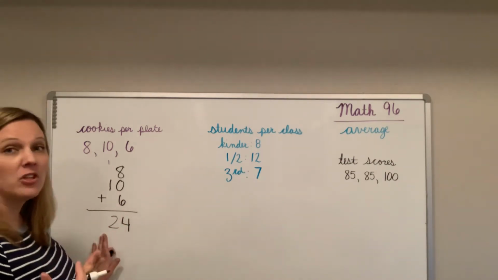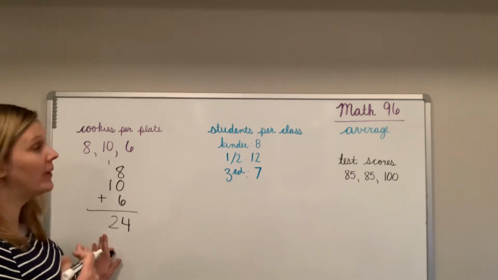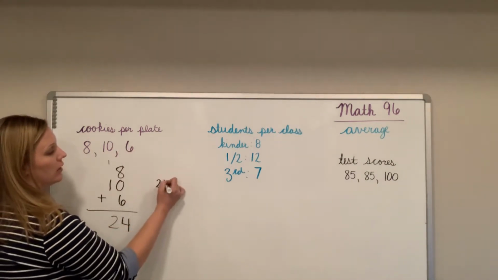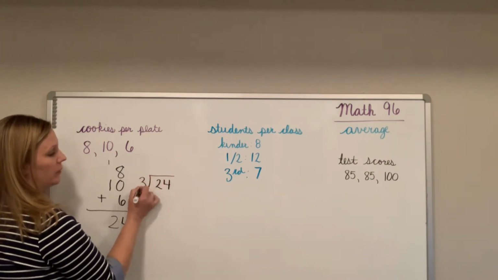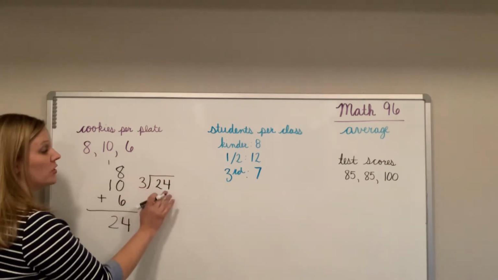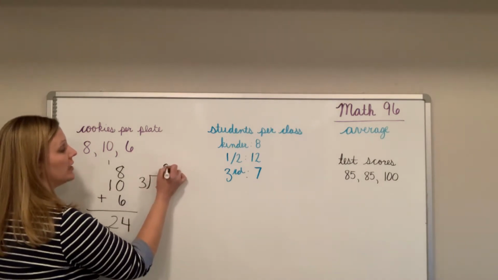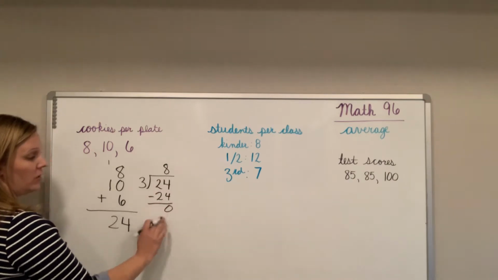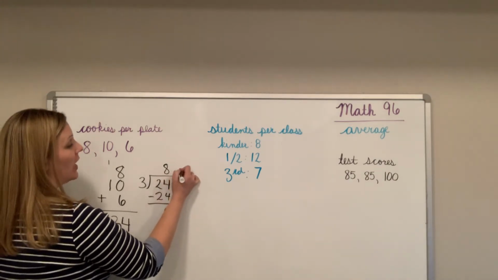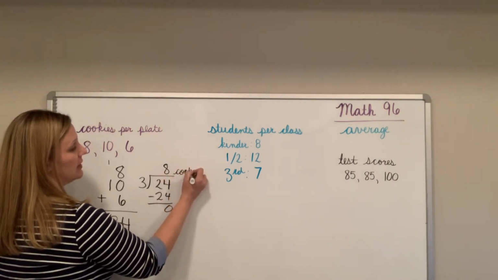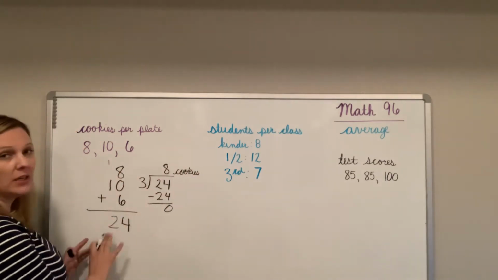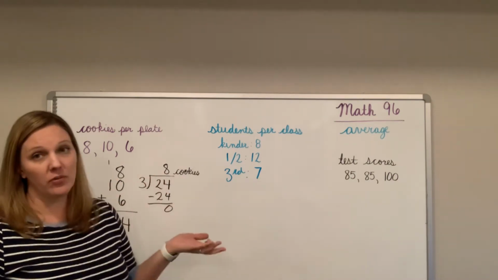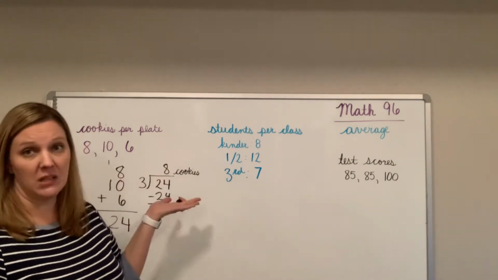Now, if I want to find the average per plate, I have to divide by how many plates I have. I have 1, 2, 3 plates. So I'm going to take 24 divided by 3. 2 divided by 3 can't do it, but I can do 24 divided by 3. We know that 8 times 3 is 24. There's nothing more to bring down. There's no remainder. So my answer is 8 cookies per plate is the average. If I took my 24 cookies and evenly split them up per plate, I would have 8 per plate. Or the average number of cookies is 8. That's how we solve it.